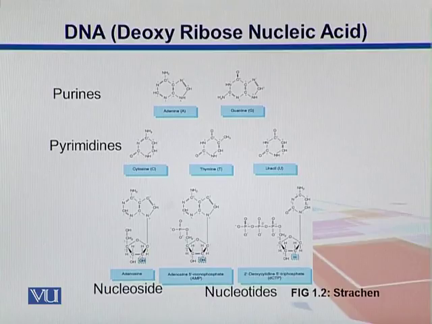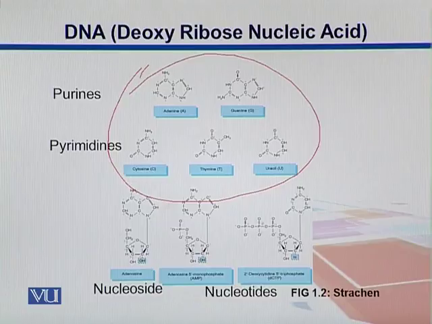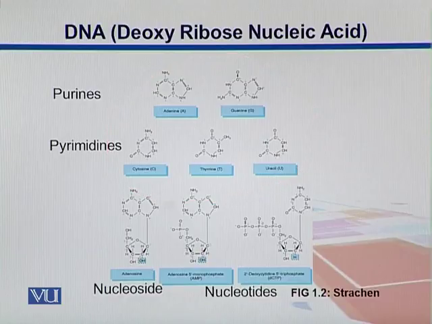Here we see on the top we have those nitrogenous bases. On the top there are the big ones, which we call purines, and on the bottom there are the small ones, which we call pyrimidines. They are named adenine and guanine, which are purines, and then we have pyrimidines, which are cytosine, thymine, and uracil. Thymine and uracil replace each other in another molecule, RNA. In RNA there is uracil, but in DNA there is thymine.